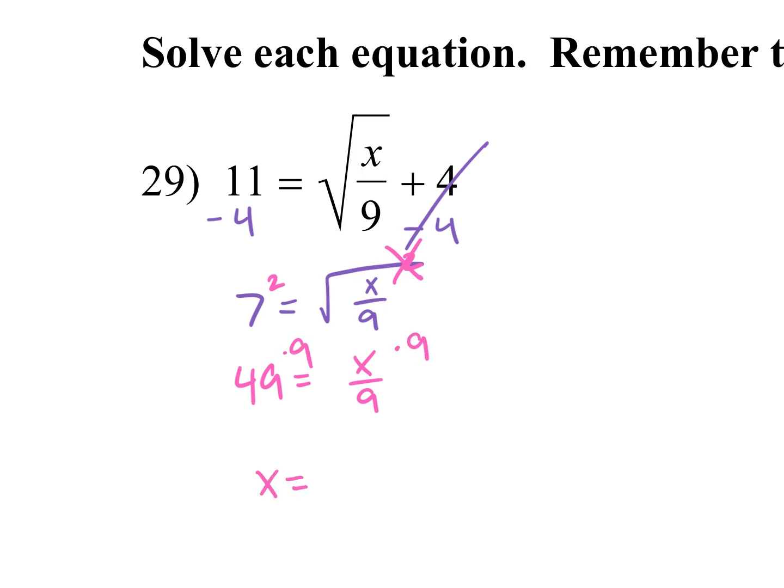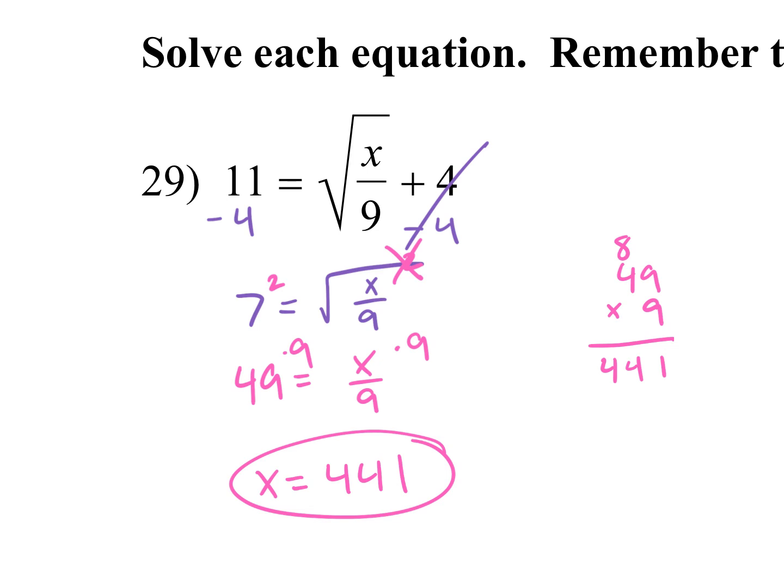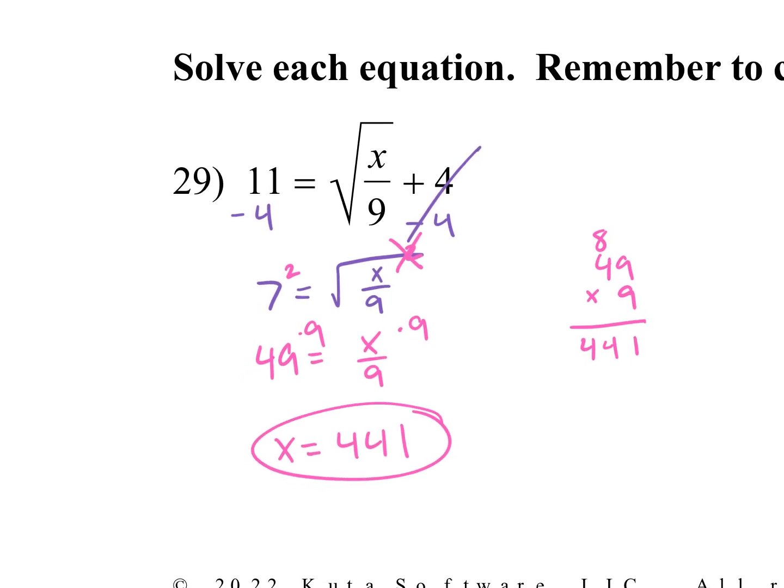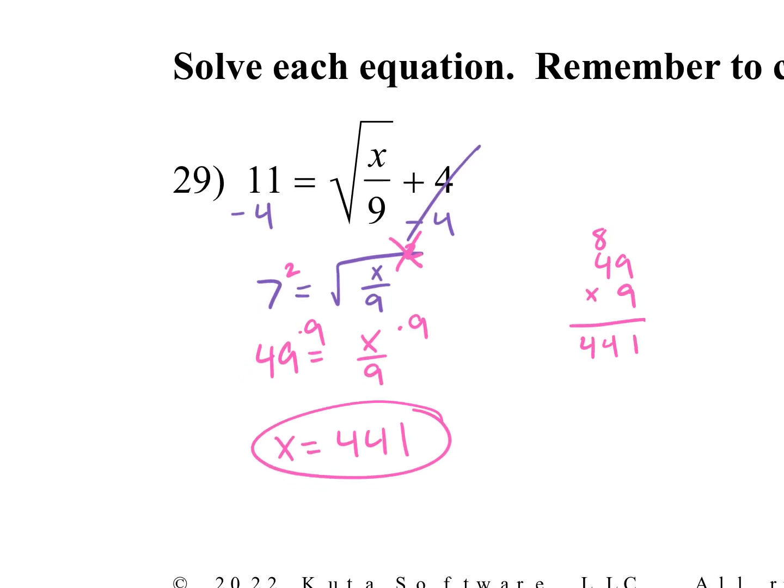So x is equal to 49 times 9, which you guys will have your calculators for the final. But I'm just going to do it on the side here. 9 times 9 is 81. 4 times 9 is 36, plus 8 would be 44, so 441. So don't be afraid if you get big numbers for the final. You guys will have your calculator, so you could just put it in the calculator. It'll also be multiple choice, so keep that in mind too. Any questions here?